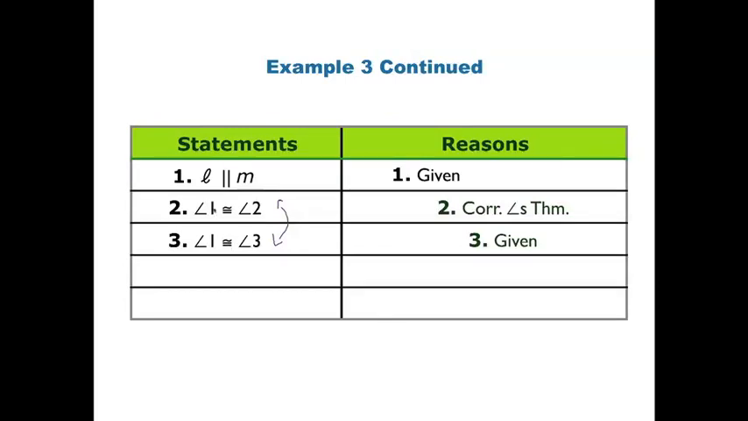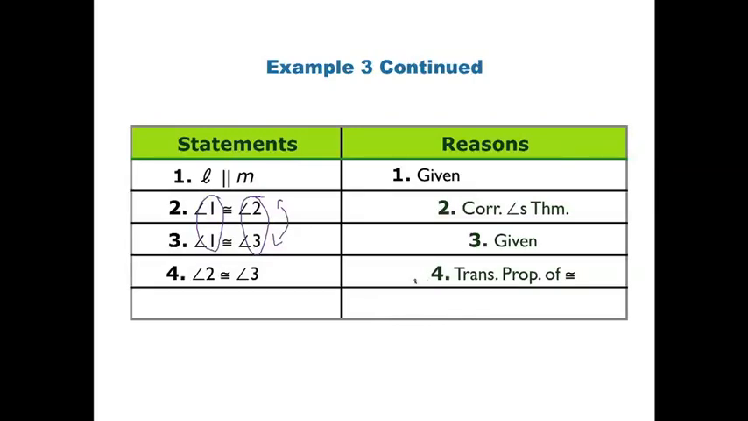My jump is that because angle 2 is congruent to angle 1 and angle 3 is congruent to angle 1, I have a common piece between both equations, angle 1. If both of those are equal to angle 1, then these two guys are congruent to each other. So 2 is congruent to 3, and that's where we're going with this. 2 is congruent to 3, and that's by the transitive property of congruence.